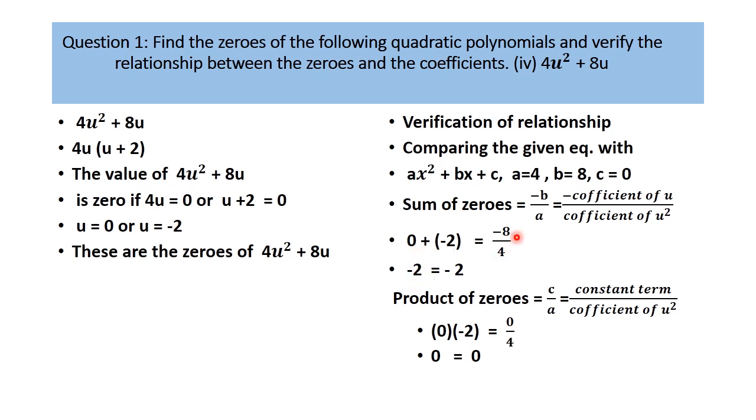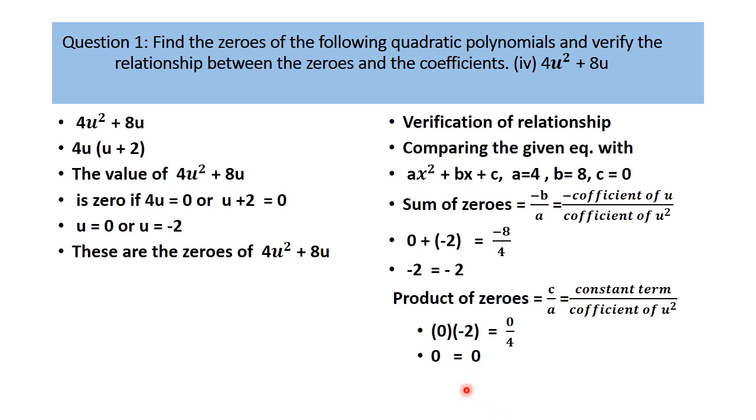4 twos are 8, so minus 2. So the left hand side is equal to the right hand side. Now the second part, product of zeros. We will multiply these two zeros, 0 into minus 2, and c upon a, the constant term upon the coefficient of u square. So the product 0 into minus 2 is 0, and 0 upon 4, 0 upon something is always 0. So here also the left hand side is equal to the right hand side.